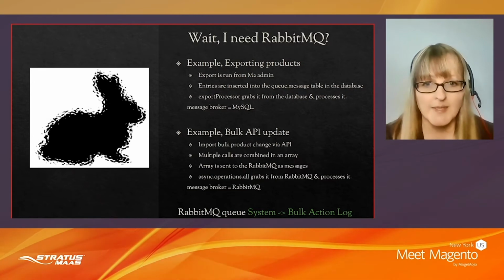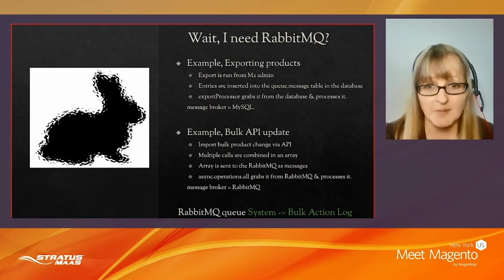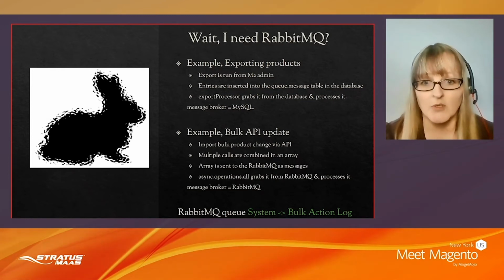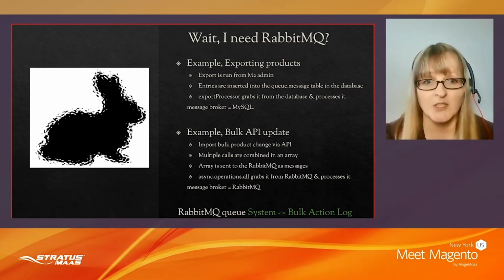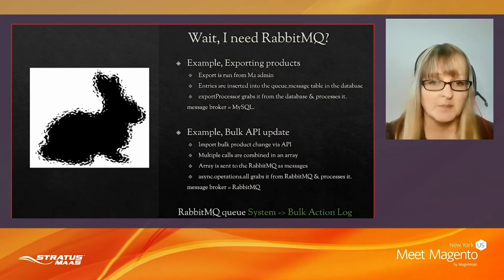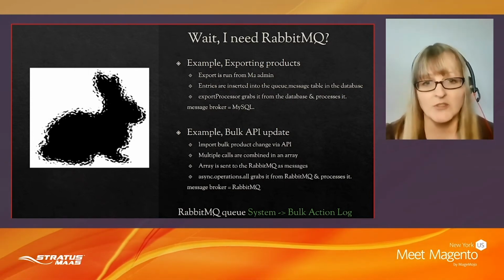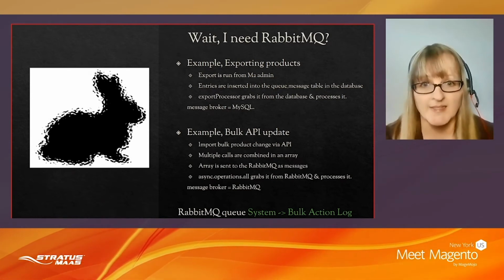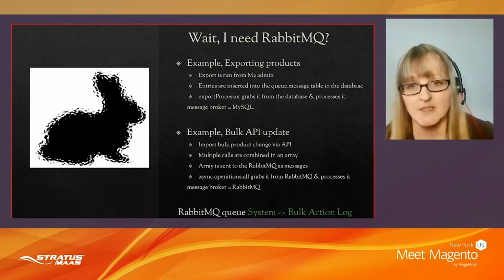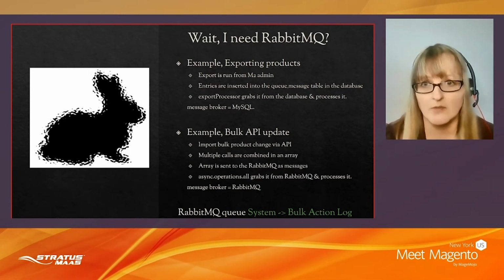Bulk API updates are handled following the same process with the async operations all consumer, which retrieves messages from RabbitMQ as a message broker instead of MySQL. This is because bulk API combines multiple calls into an array and executes them as a single request. You can check the queue under Magento admin, system, bulk action log to see those.